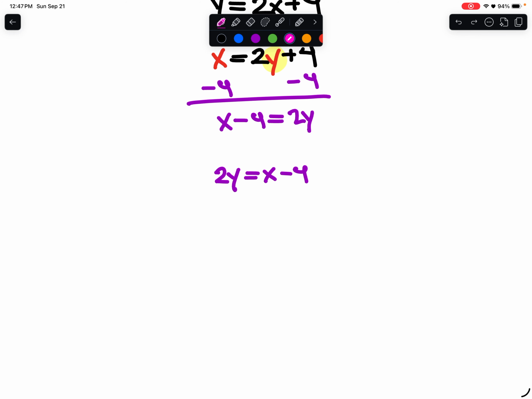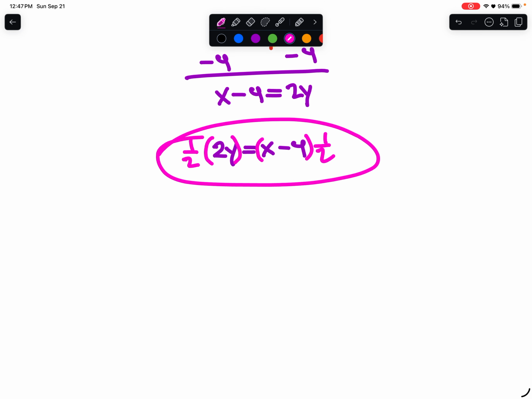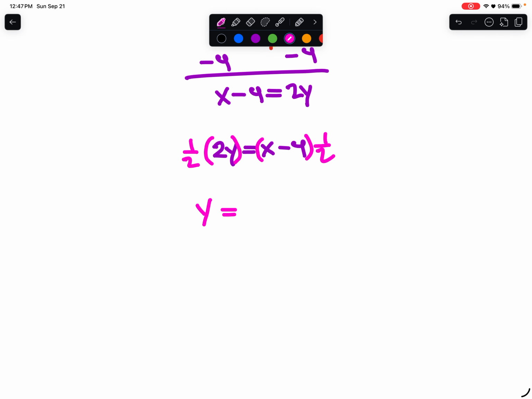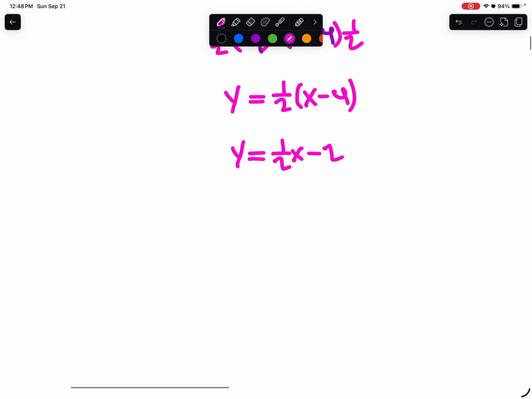Another way of looking at it is you could also multiply both sides by 1/2, which I've noticed I see students making fewer mistakes when they look at it this way. So this would give you y equals 1/2 x minus 4. And then I'm going to distribute that 1/2, which would be 1/2 x minus 2. So this would be your inverse function.